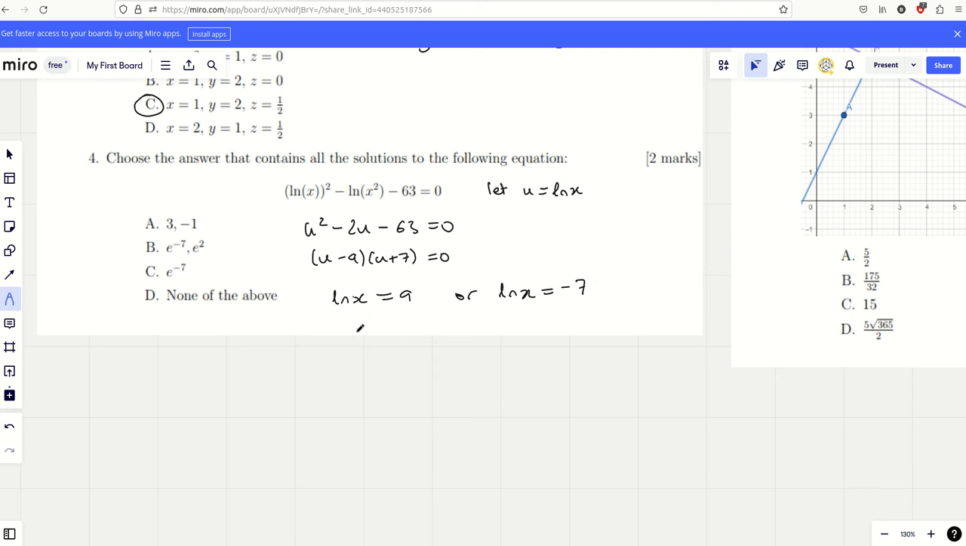Now, if you now undo that, you can have x equals e to the power of 9. I'm just glancing down at my notes here. Yeah, absolutely. So x equals e to the power of 9, or x equals e to the minus 7.